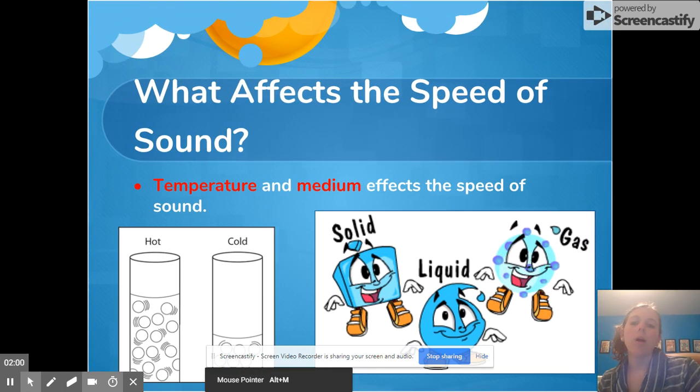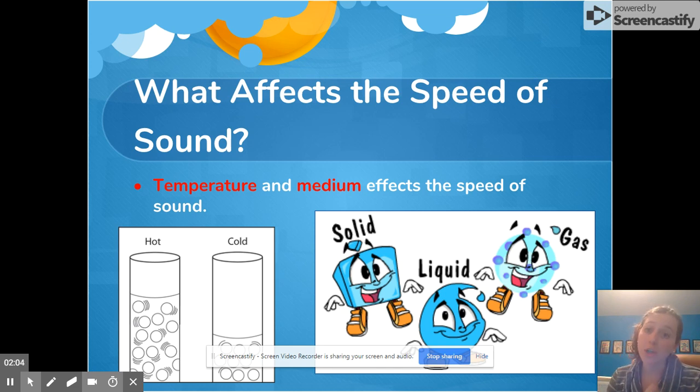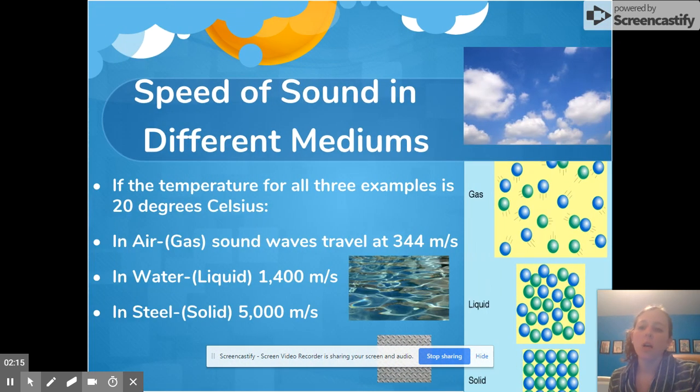Okay. What affects the speed of sound? There's 2 main things that affect the speed of sound, the temperature and the medium. So how hot the thing is that it's traveling through and what exactly it's traveling through. So let's talk about the mediums first.